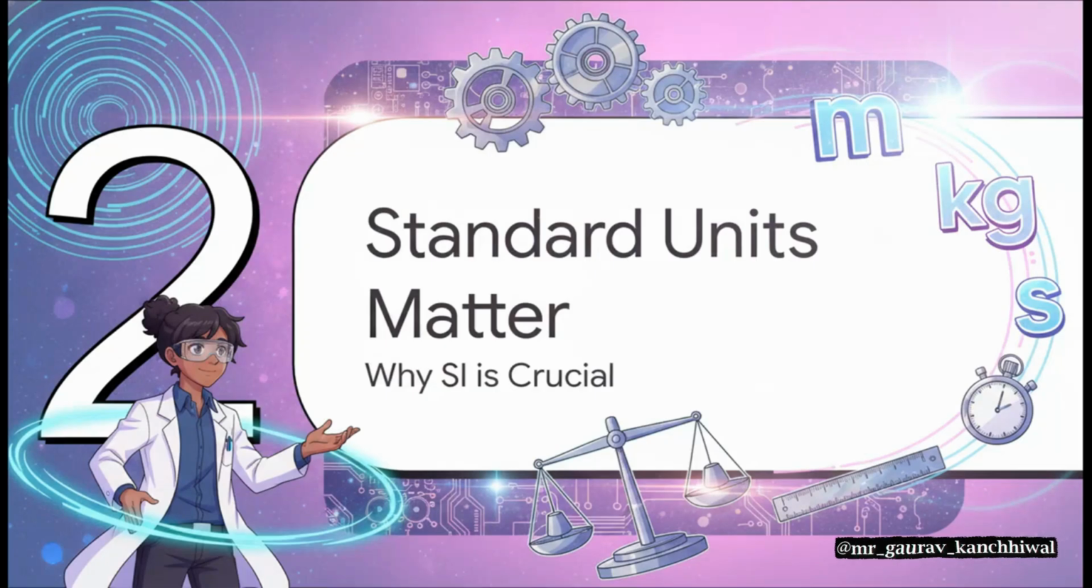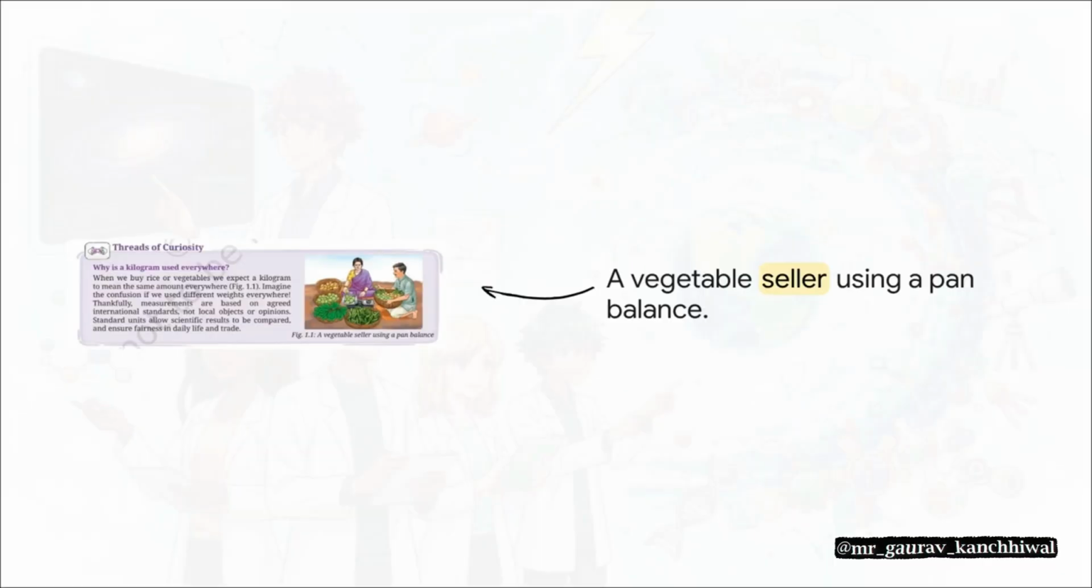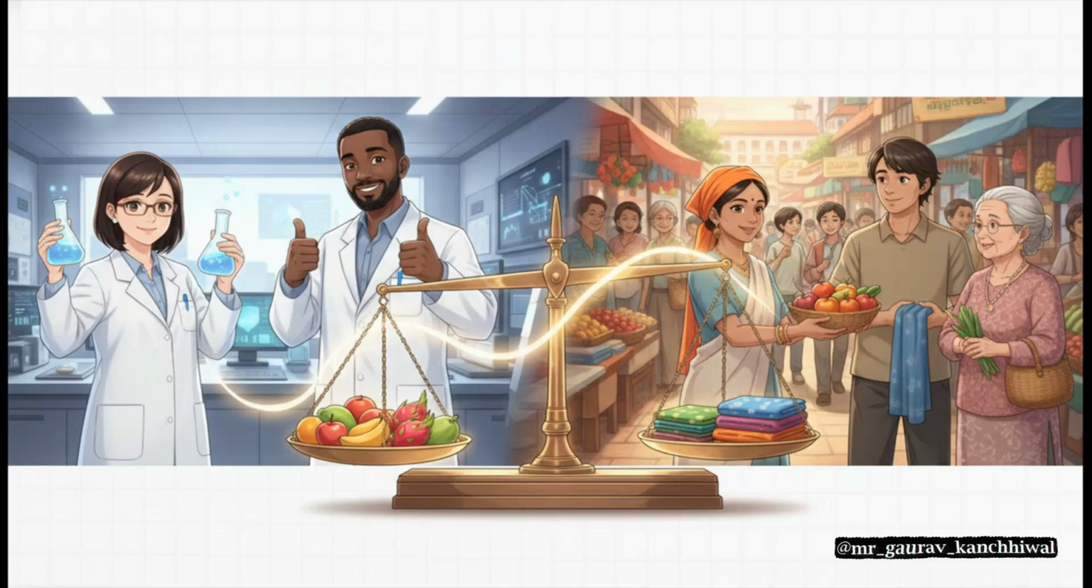Section 2. Why standard units matter. Let's zoom out from that dramatic aviation crisis for a second and look at our ordinary daily routines. Take a look at this peaceful vegetable seller using a simple pan balance. When we go buy rice or vegetables, we fully expect a kilogram to mean the exact same amount everywhere we go. Just imagine the sheer chaos and arguing if we use totally different weights in every single town. Thankfully, our measurements are anchored in agreed international standards, not just local objects or someone's personal opinion.